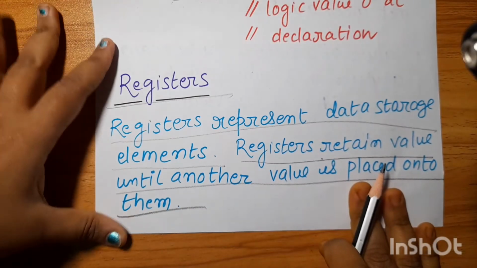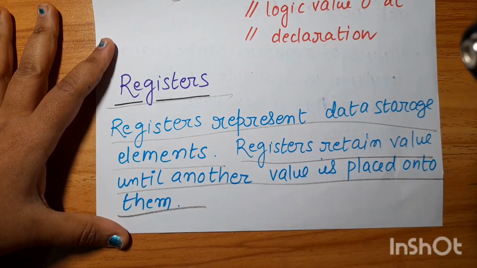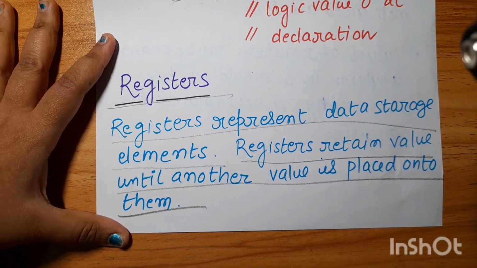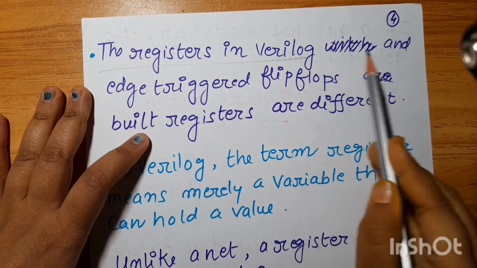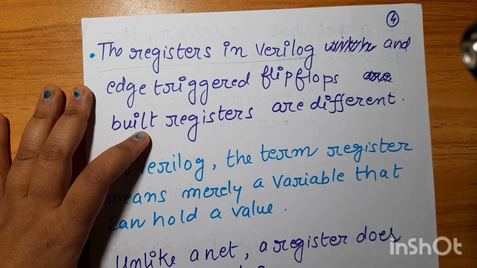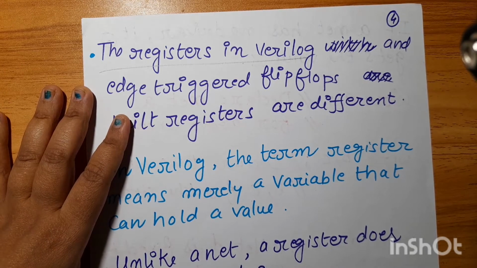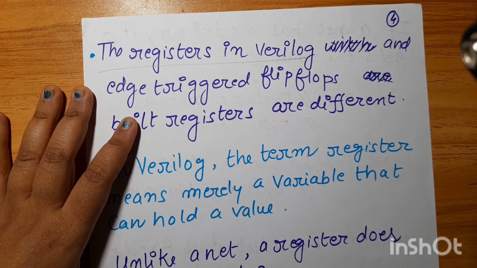Now we will talk about registers. What do they do? They denote the storage elements. And registers retain a value until another value is placed on them. They keep the value as it is until we write some new value into the register. We spoke about wires, which are continuously driven, and about registers, which are storage elements.